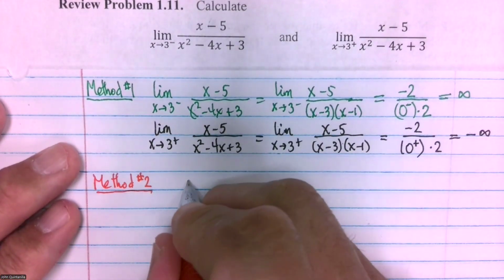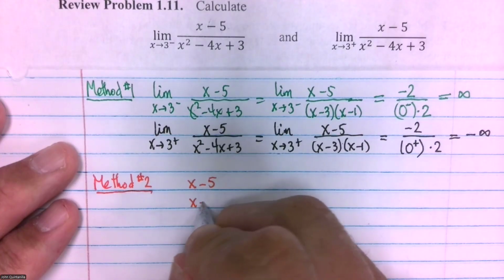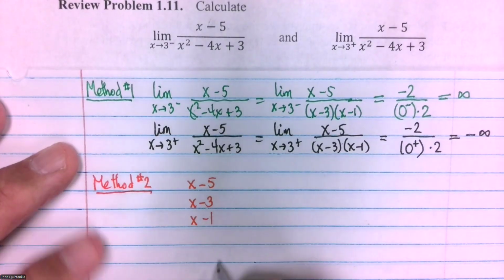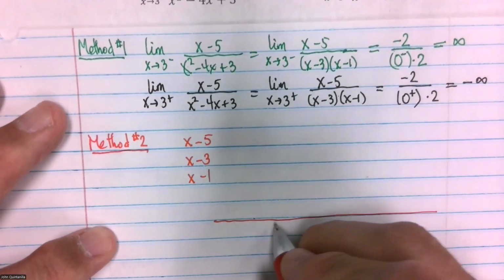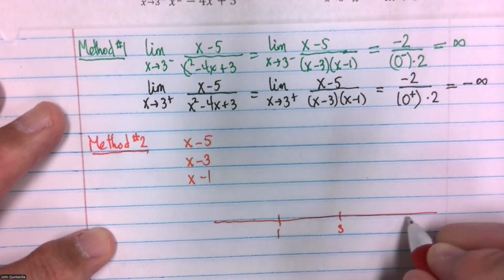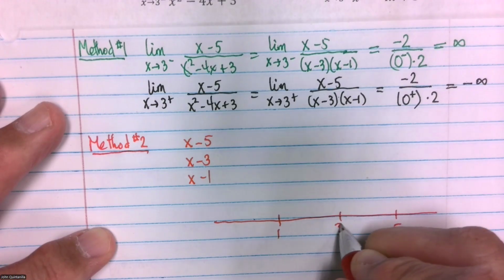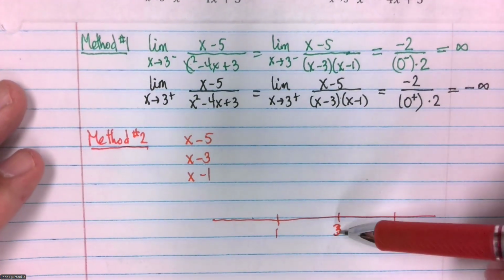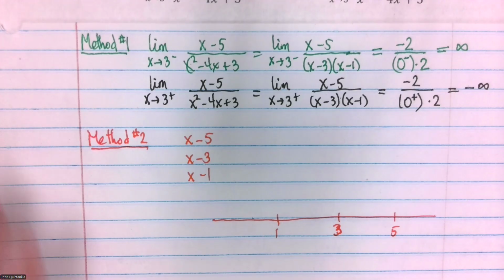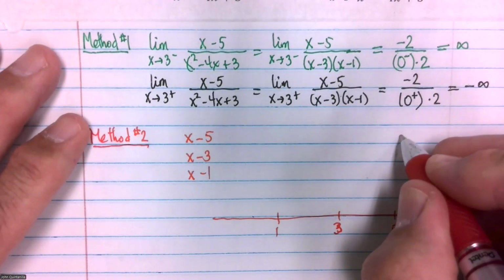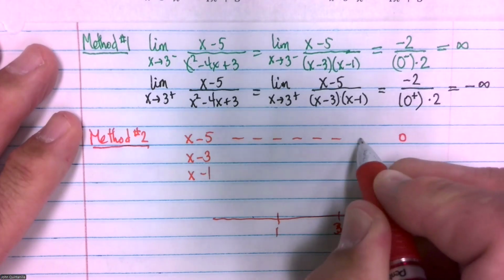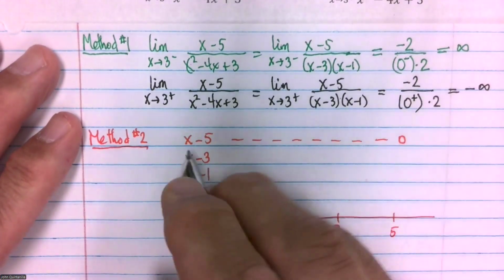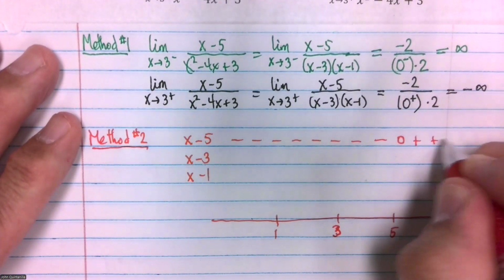The terms of interest are going to be x minus 5, x minus 3, and x minus 1. The points of interest are going to be 1, 3, and 5. And this does not have to be drawn to scale. It does turn out 3 is the midpoint of 1 and 5, but this does not have to be drawn to scale for the purposes of what we're going to use this for. All right, x minus 5 is 0 at 5. If I plug in something that's a little bit less than 5, I get something that's negative. If I plug in something that is bigger than 5, I get something that is positive.